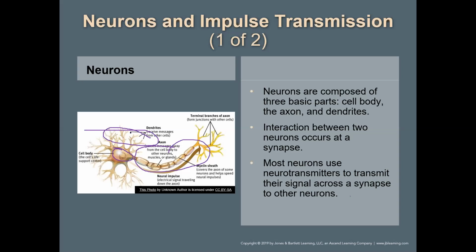A disease process that messes with the myelin sheath, one of them is multiple sclerosis. It's a disease of the immune system that attacks that myelin sheath, and then their nerve impulses are not normal.